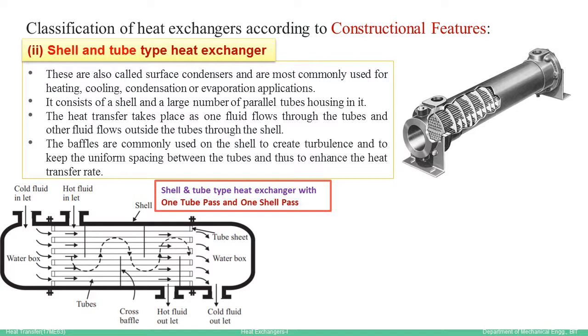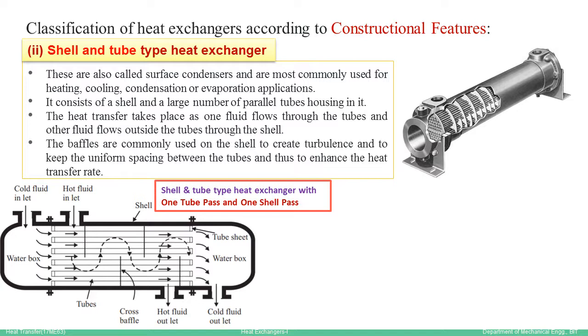So, the first one is a very simple example of one tube pass and one shell pass, where the fluid flowing through the tube takes one pass only. On the left side is the inlet, if you can see, left top, cold fluid inlet, that is flowing through the parallel tubing of the pipes there, and hot fluid will be entering the shell.